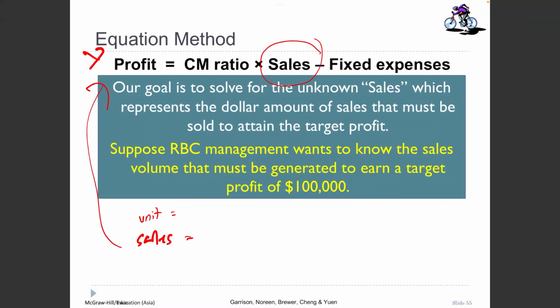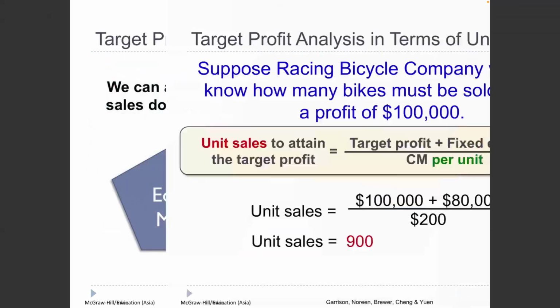So I would like to highlight here, if you remember, there is a trend. If the answer is asking in terms of unit, you will use unit CM. But if the question is asking for answers in sales dollars, you will be using CM ratio. So that is the difference. When the question is asking, the answer is expressed in units, you use unit CM. Okay, let me show you one more.